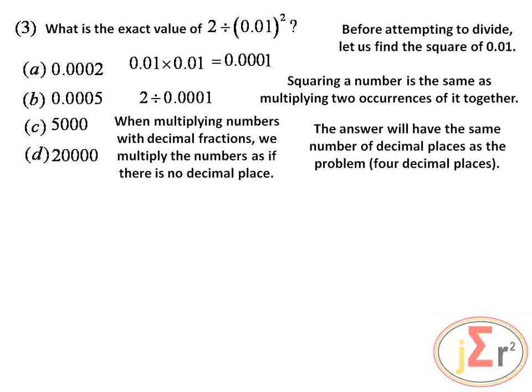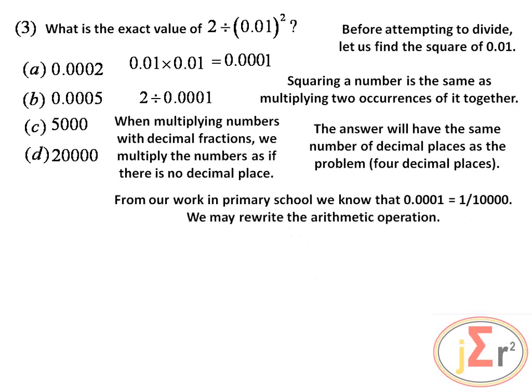Now, 2 divided by 0.0001. From our work in primary school, we know that 0.0001 is equal to 1 over 10,000. The number of decimal places that we have here tells us the number of zeros that we should have following the 1. We may write the arithmetic operation like that.